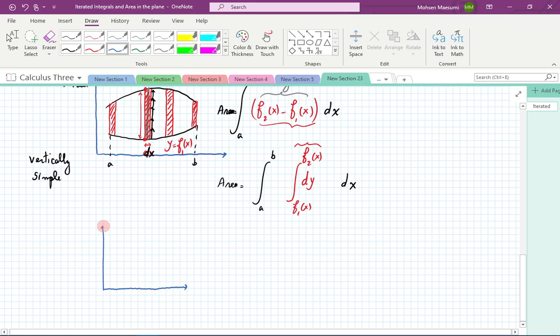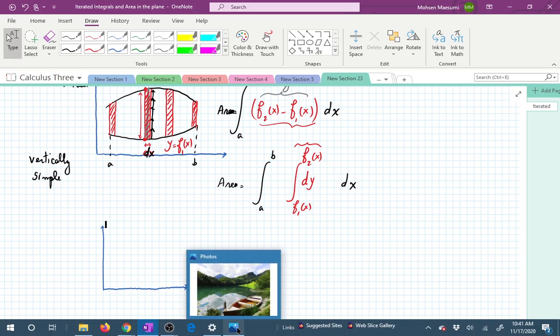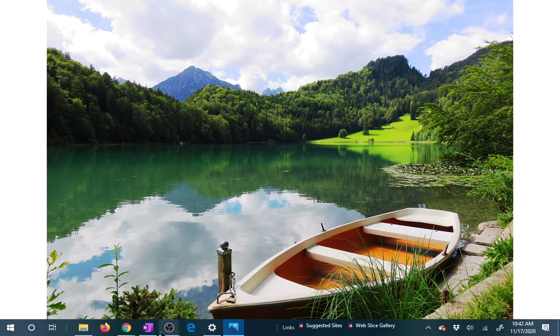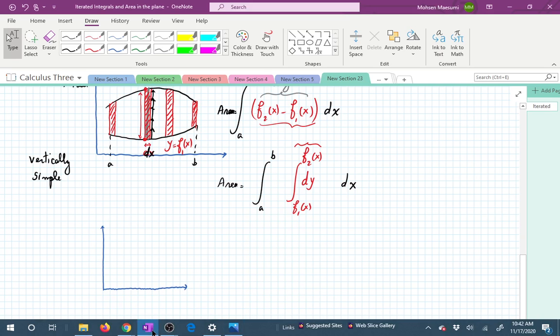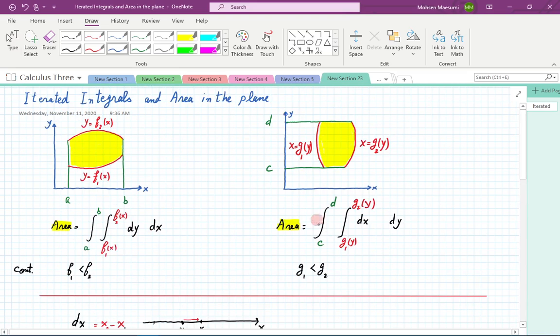Okay, I want you to do this one yourself. Our deal was that we pause this, and then you try to go through the same reasoning, the exact same thing that I did, but now for the second graph we had, which was the horizontally simple picture. Let me draw it. What we are going to do is justify this second approach to calculating the areas.